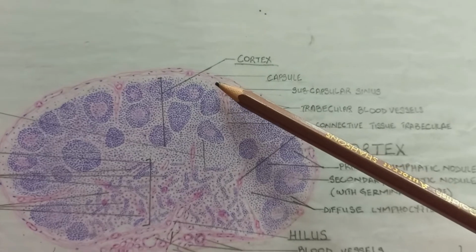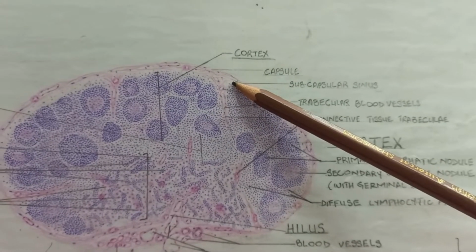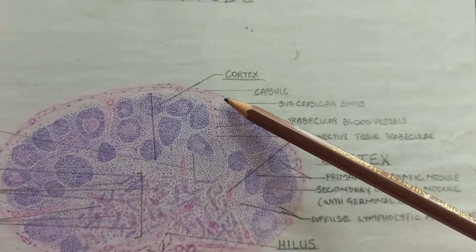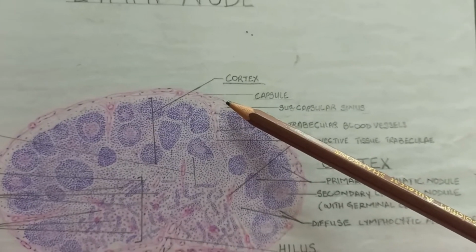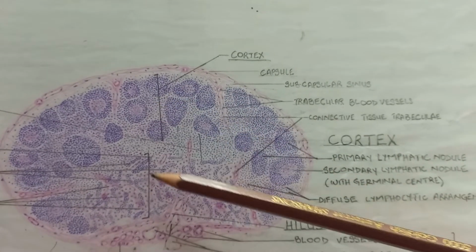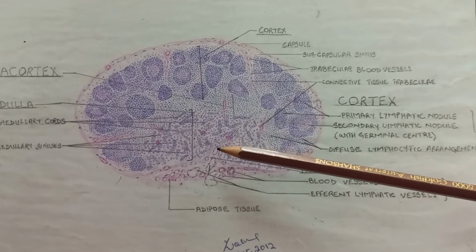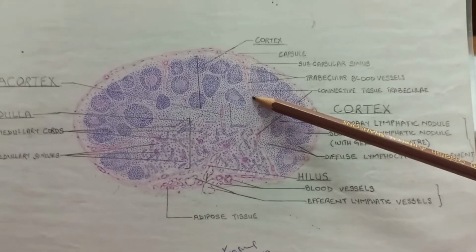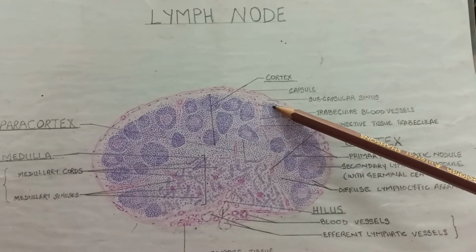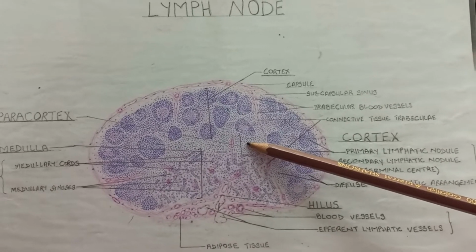So after the capsule, just beneath it, there will be the subcapsular sinus. This subcapsular sinus has the efferent lymphatics and it is continuous with the cortical sinuses. Then we come to the major part of the lymph node, which is the cortex and medulla. The cortex is further divided into two parts, the superficial cortex, which is also known as the nodular cortex, and the deep cortex, which is called the paracortex.